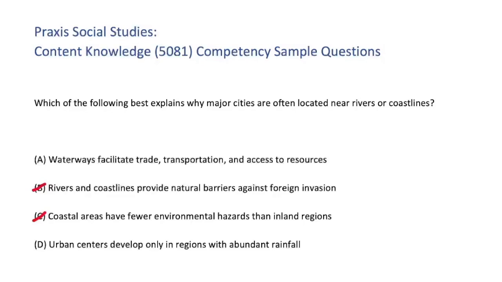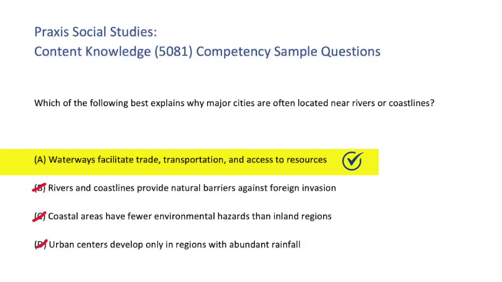Lastly, let's eliminate option D. Urban centers develop only in regions with abundant rainfall. This choice focuses on rainfall, which is not a guarantee of city growth. That means our best choice is option A.